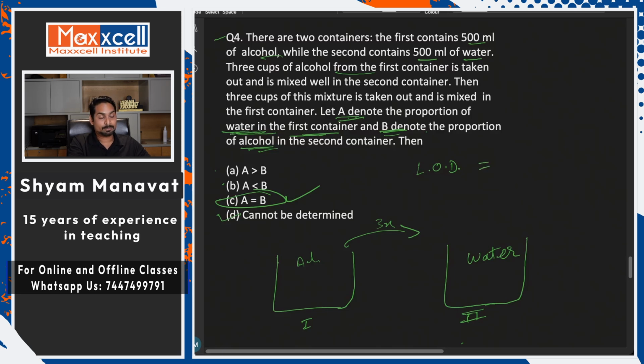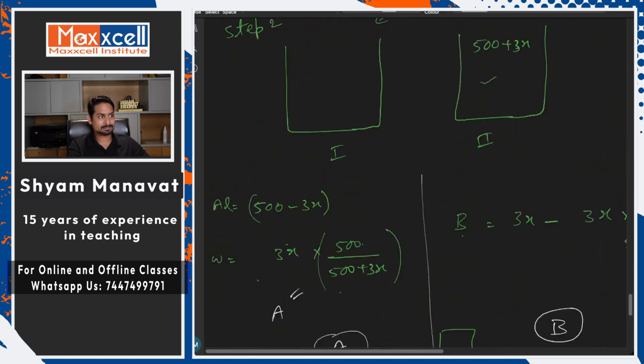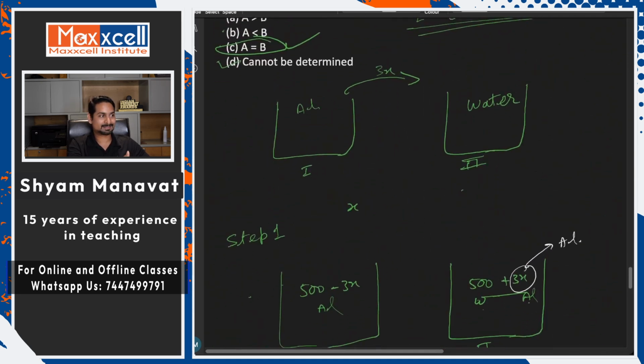Level of difficulty. What level of difficulty will you give it? 1, 2 or 3? Easy, moderate or hard? I will give it moderate. It's not hard, we are not making a lot of difficult calculations. It's not easy though.